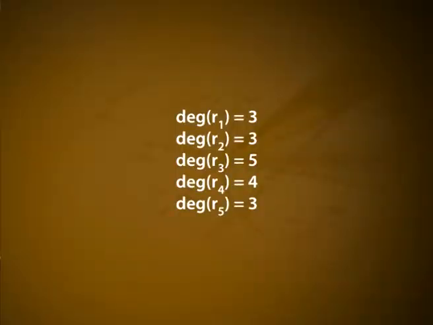The degrees of the regions of the figure shown are: degree of R1 is 3, degree of R2 is 3, degree of R3 is 5, degree of R4 is 4 and degree of R5 is 3. The sum of the degrees is 18, which as expected is twice the number of edges. For notational convenience, we shall picture the vertices of a map with dots or small circles, or we shall assume that any intersections of lines or curves in the plane are vertices.